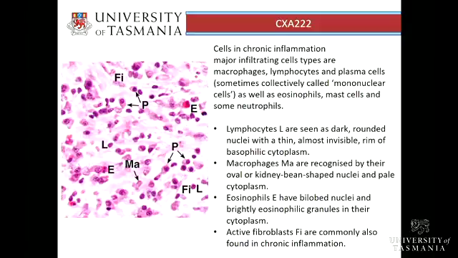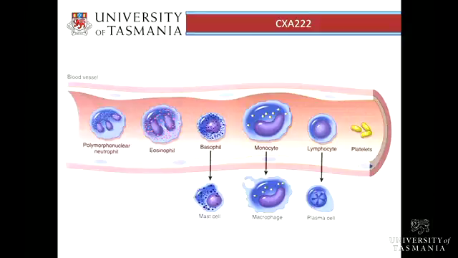This might look quite similar to the other image that we saw previously, but if you put them side by side, you'll see just how different the polymorphs, the neutrophils, are. That's helpful. Should have had that a few slides ago. So this is our polymorph, our neutrophil, and you can see its multilobulated nucleus.